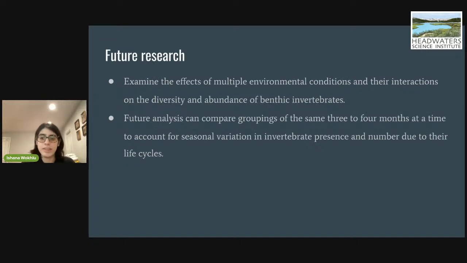Future research should examine the effects of multiple environmental conditions and their interactions on the diversity and abundance of benthic invertebrates to get a more holistic picture of what conditions really impact these organisms. And future analysis can also compare groupings of the same 3 to 4 months at a time to account for seasonal variation in invertebrate presence and number due to their life cycles.